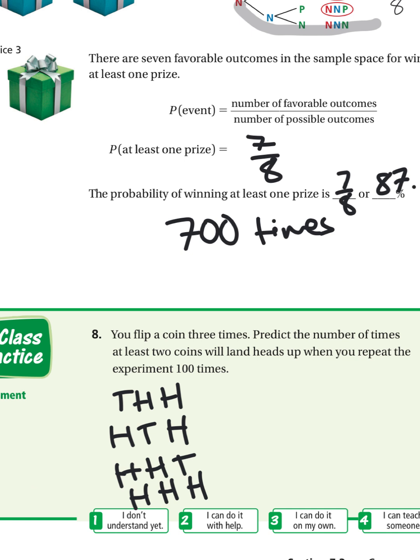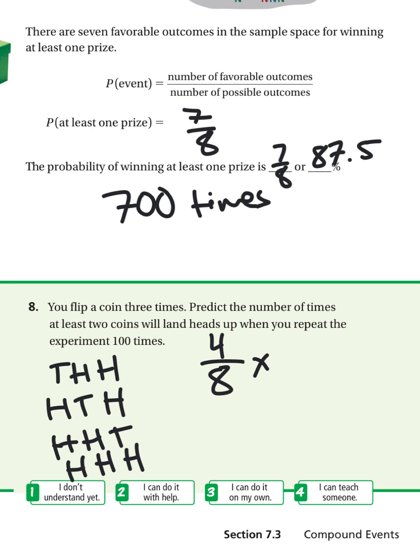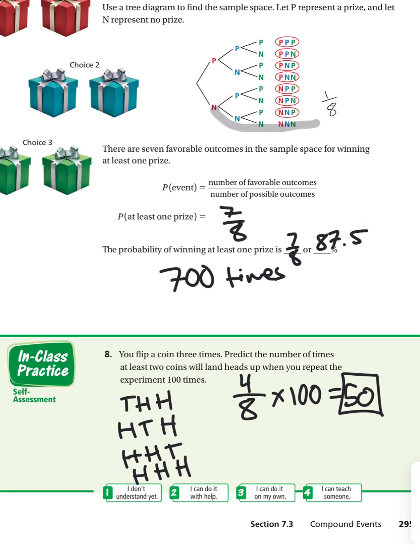All right, we know the number of outcomes with 2 coins 3 times is going to be 2 times 2 times 2, which is 8 total outcomes. There are 4 favorable outcomes out of 8. So I'm going to take that probability, which is 1/2. We're multiplying by 100, so we don't have to simplify, but it should be 50 times out of 100. You would predict at least 2 coins to land heads up.